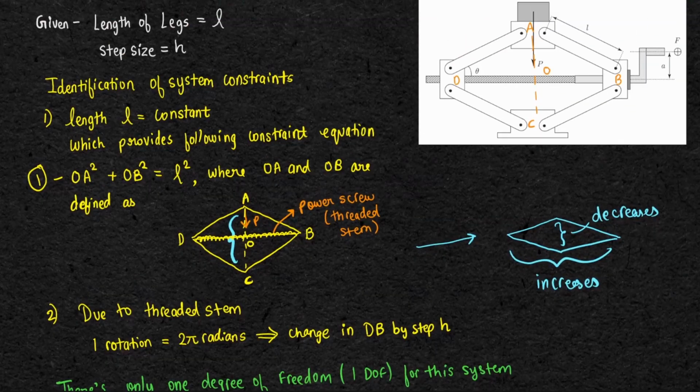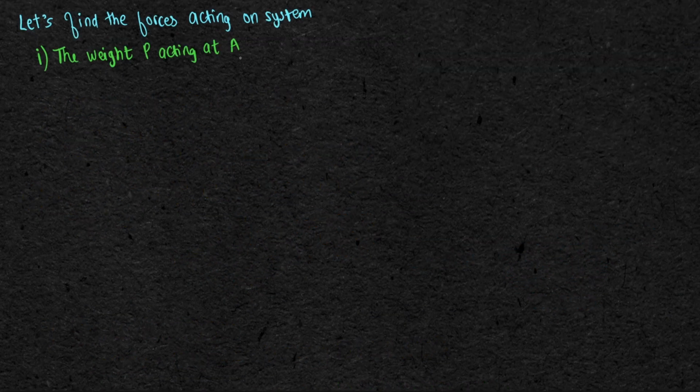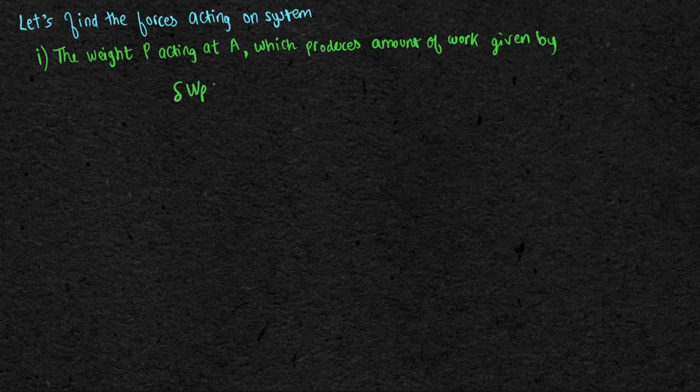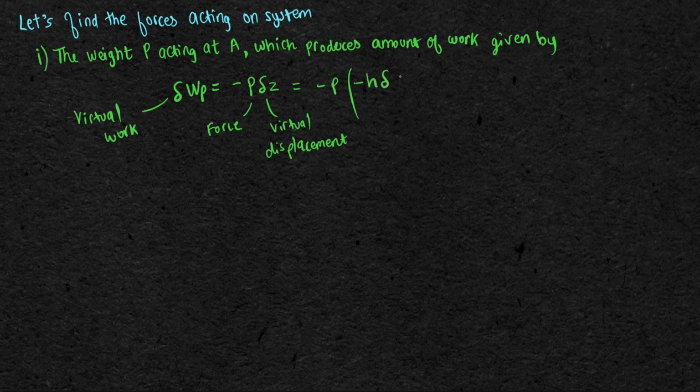Now, let's find the forces acting on the system. The load P acting at point A produces an amount of work given by del W_P equals minus P del z, which equals minus P times h del alpha over 2 pi times tan theta.